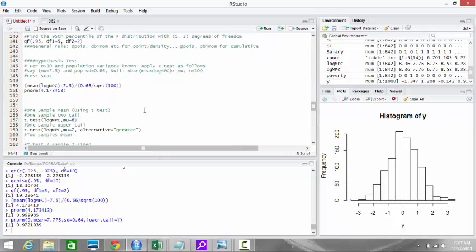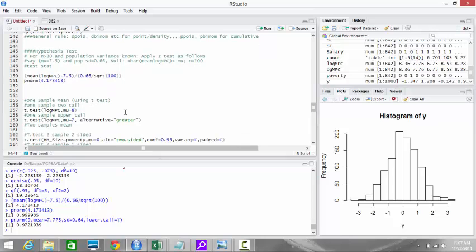So how about using a t-test? Here we are going to look at a one sample mean. As we know, a one sample mean using a t-test is done when either n is less than 30 or the standard deviation of the population is not known.